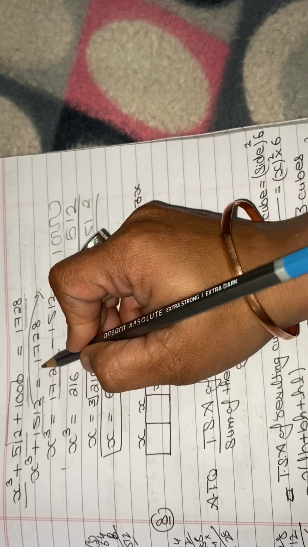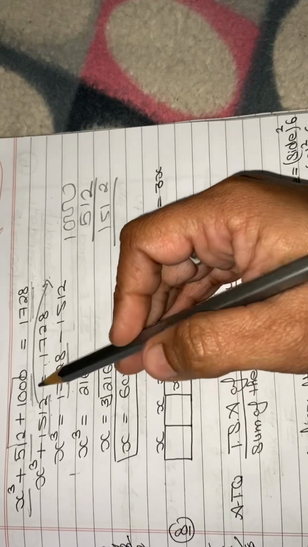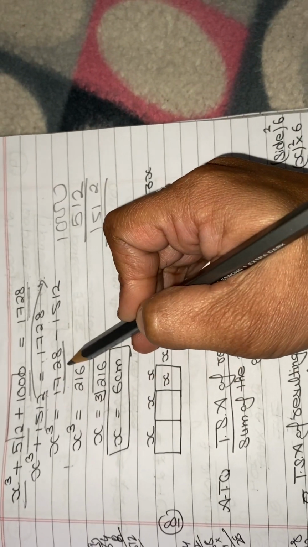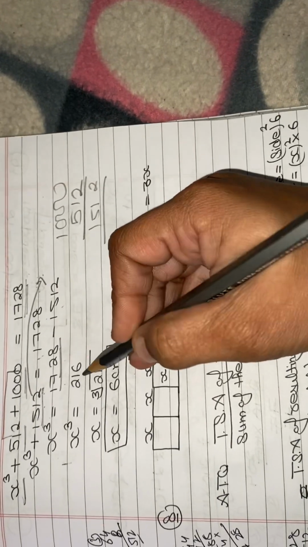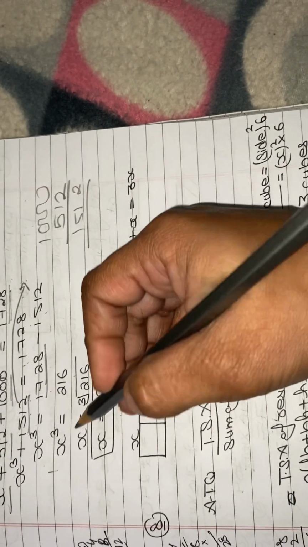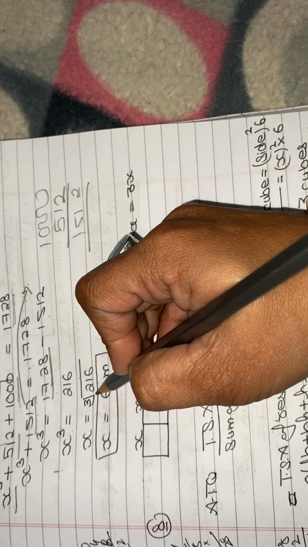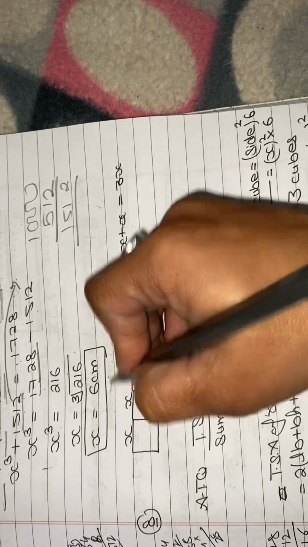Many students made that kind of mistake, so don't do that. We are going to shift that. So x cube is equal to 1728 minus 1512, which is again 216. Similar case, we are going to shift that cube here, which will become cube root. So we have 6 centimeter clearly.